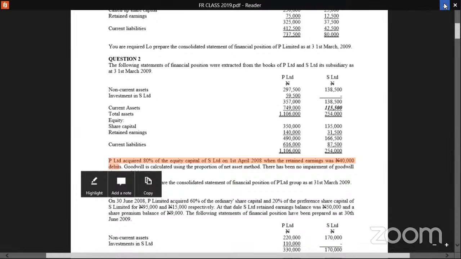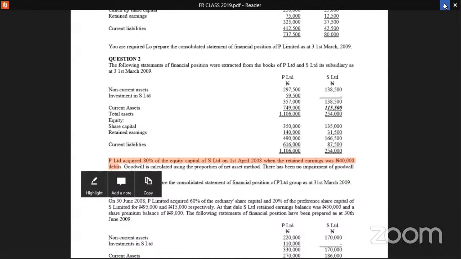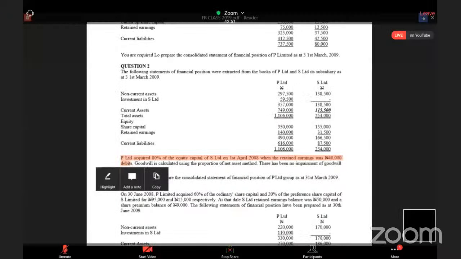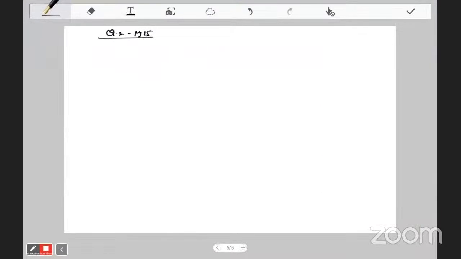let's move to the question and my own solution page. So question 2. As I'm solving, I'll be saying this.